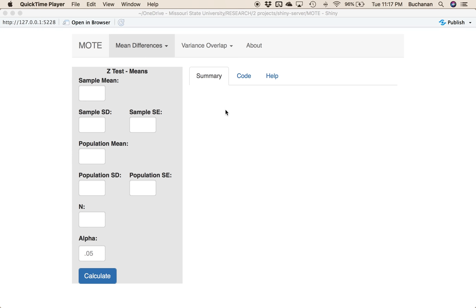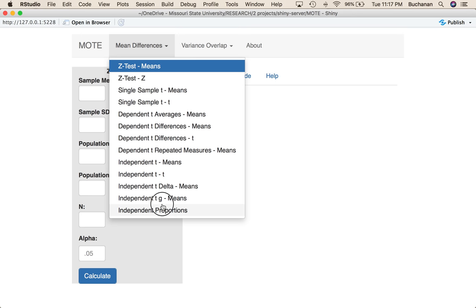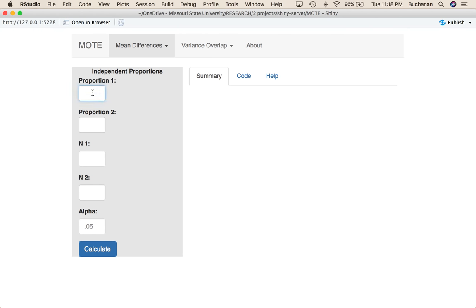Hi guys, what we're gonna do in this video is talk about independent proportions. So on this page, you'll click mean differences, come down here to independent proportions. All this particular one does is help us calculate the difference between two proportions. We would enter the proportion, be sure the score is not over one, and so not percent.